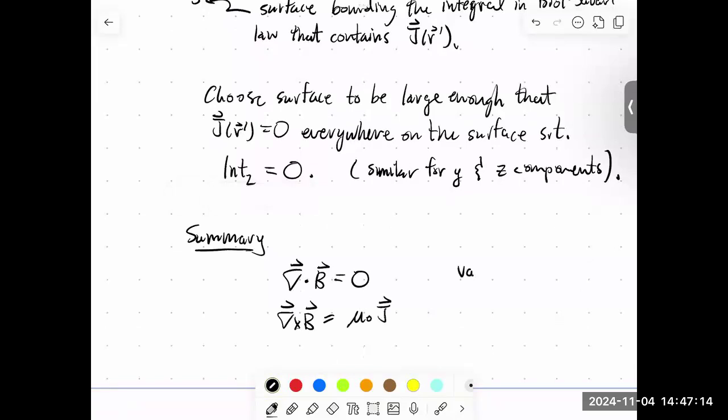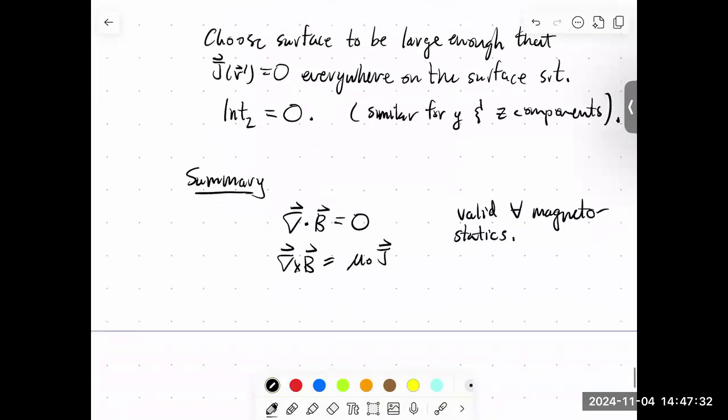This is valid for all magnetostatics. So this is any steady current situation, not just a long straight wire of current. Okay, this is Ampere's law in differential form.